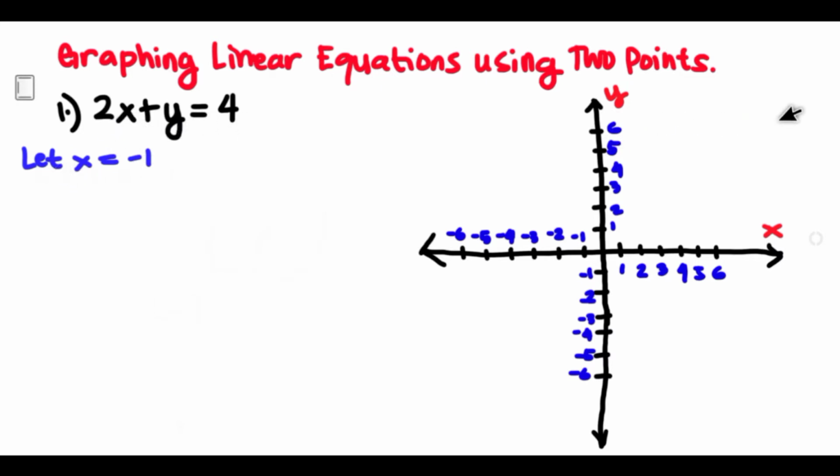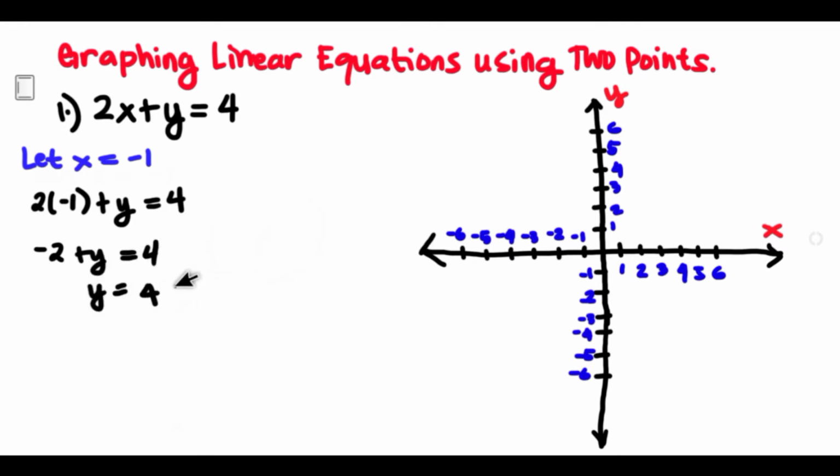So, siya ay magiging 2 times negative 1 plus y is equal to 4. 2 times negative 1 is negative 2 plus y is equal to 4. And then y is equal to 4 plus 2 using addition property of equality. So, magiging y is equal to 6. So, yung first point natin is, yung x is negative 1 at yung y ay 6. So, ang ordered pair is negative 1 and 6.